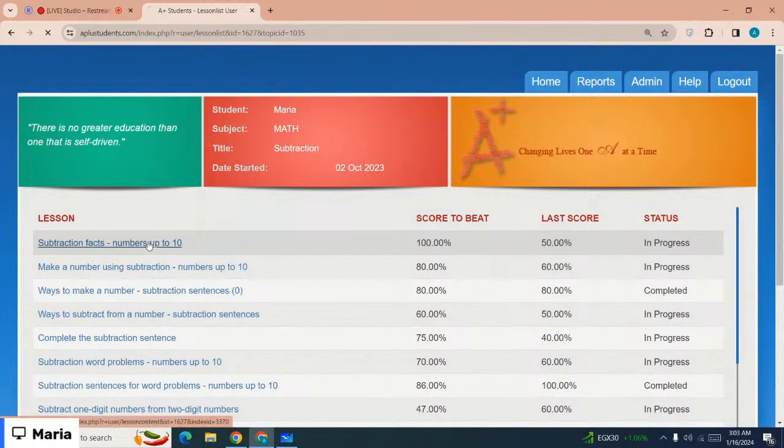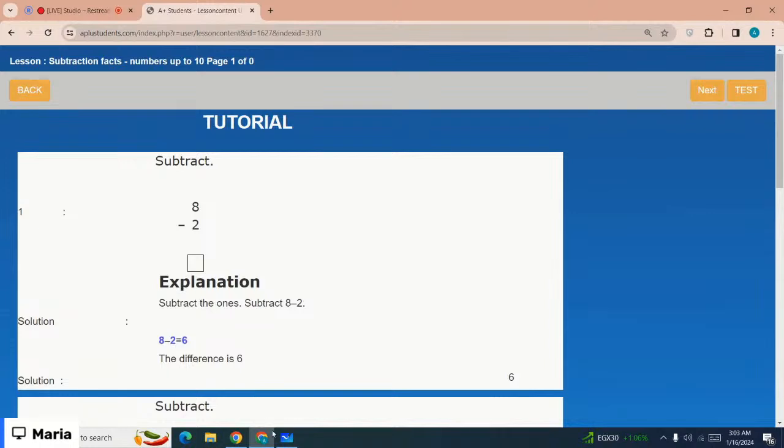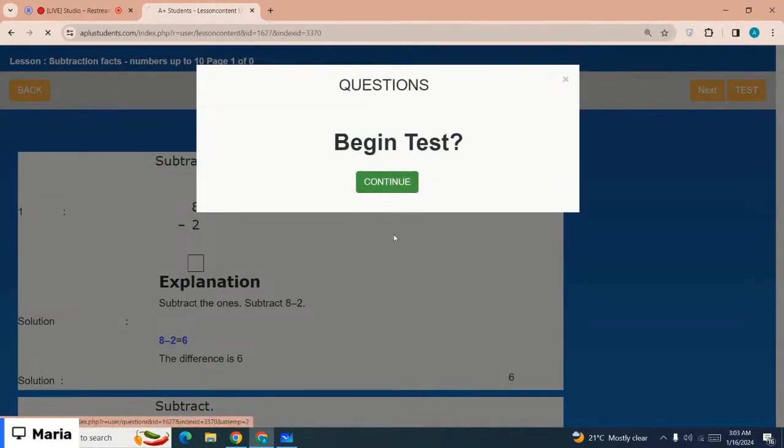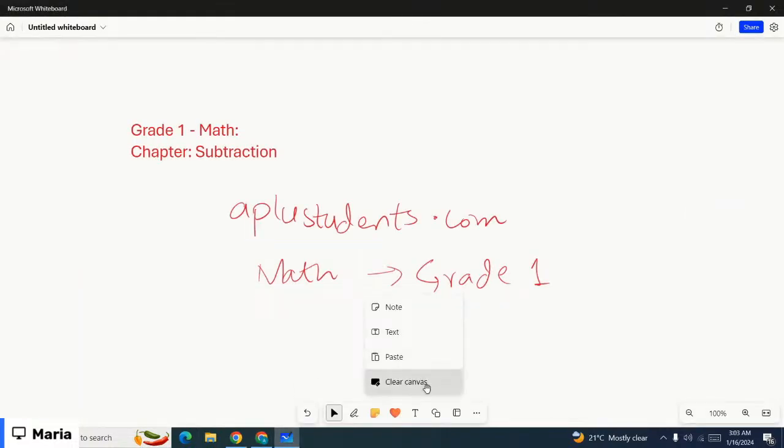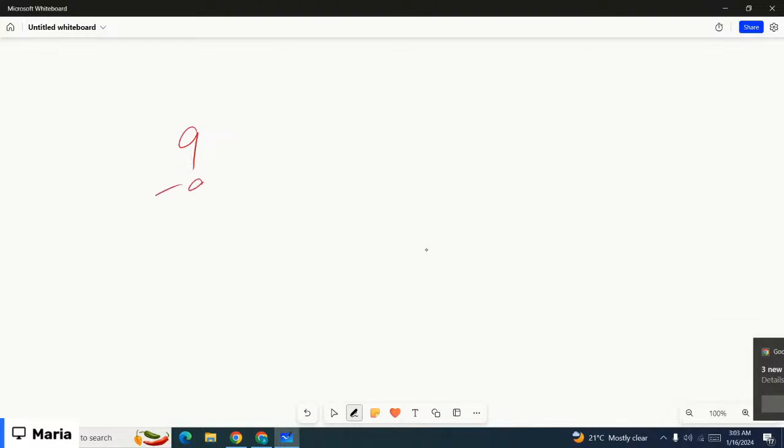Start with the first one, subtraction facts, numbers up to 10. The basic thing is we are going to learn how we subtract. So let's start with the examples. The first one is 9 minus 9. I've already covered this chapter many times. Today we're just going to do a quick review. If you need more help with the lesson, you can search the YouTube channel along with the lesson name. You can find all the lessons related to the chapter there.